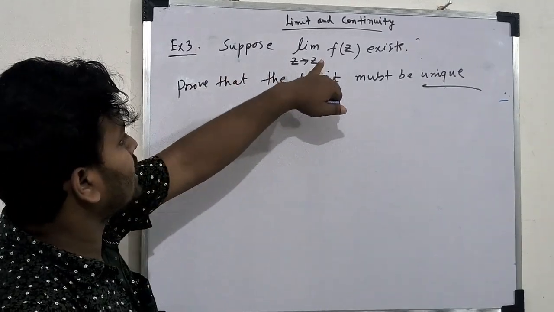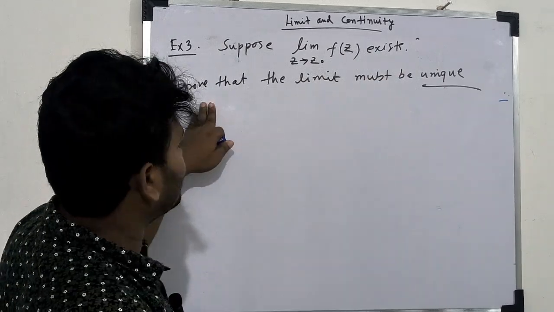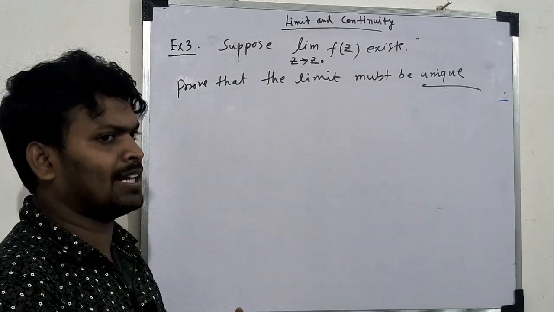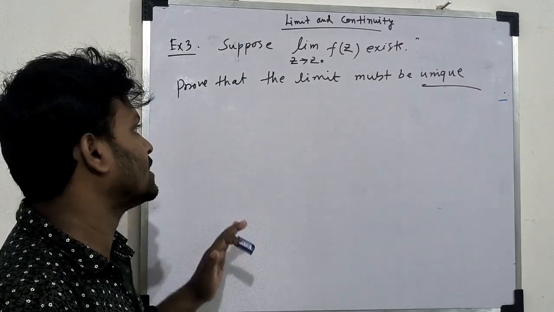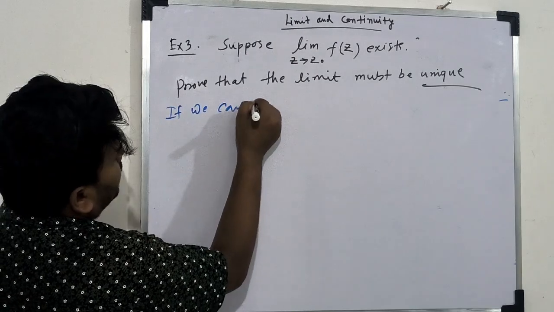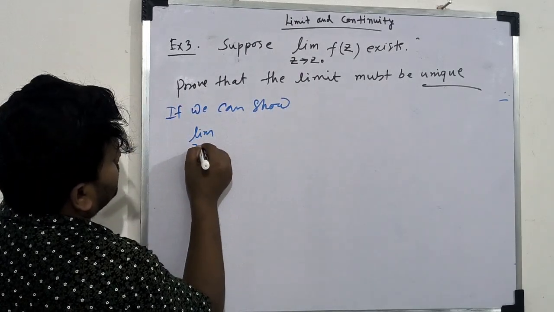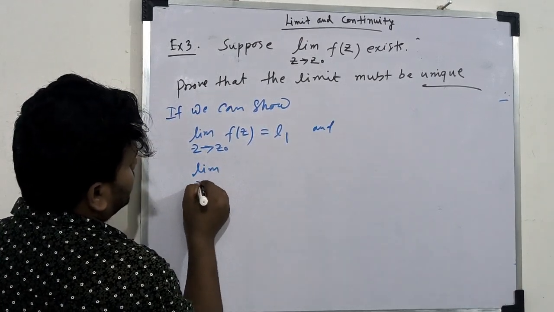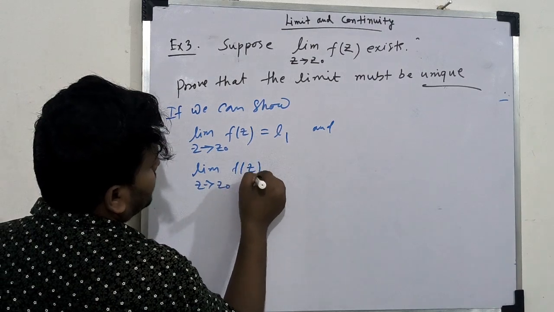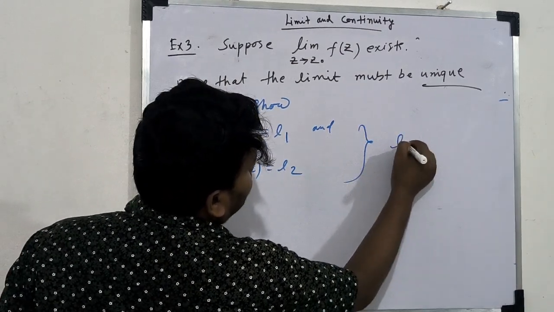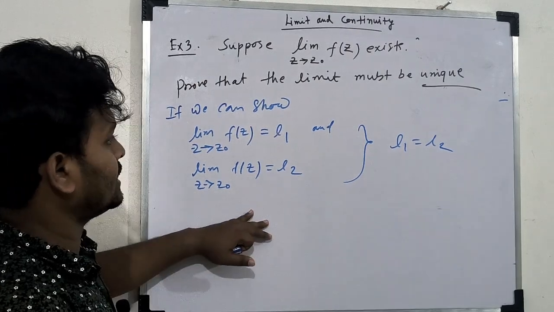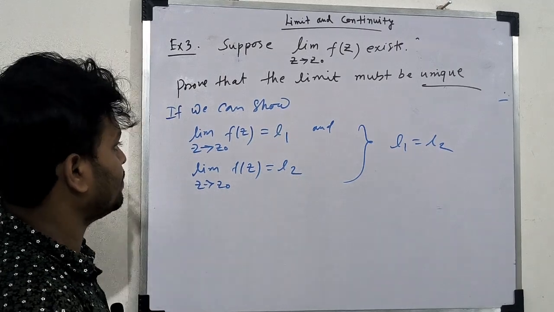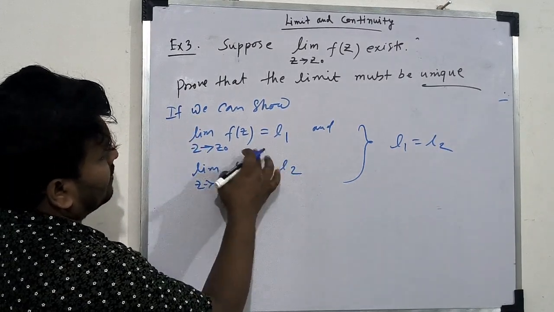Suppose that the limit as z tends to z0 of f of z exists. Prove that this limit must be unique. So we have to prove basically a theorem: whenever the limit of a function exists, it is unique. If we can show that the limit as z tends to z0 of f of z equals L1 and the limit as z tends to z0 of f of z equals L2, then we have to show that L1 equals L2. So first take two limits for this function.